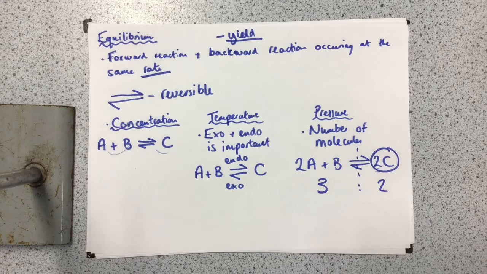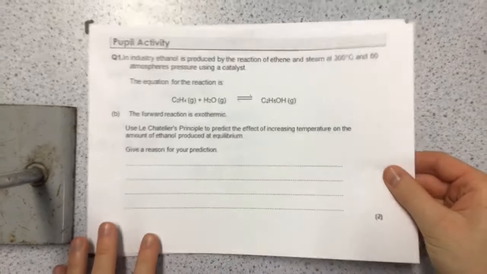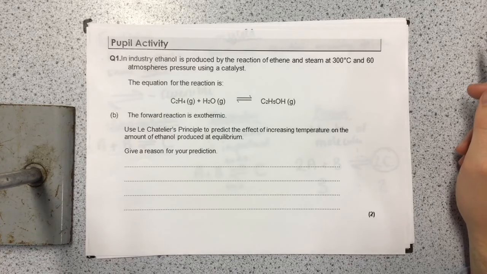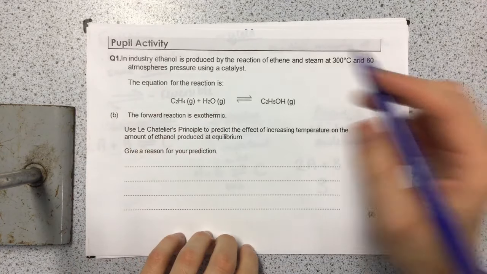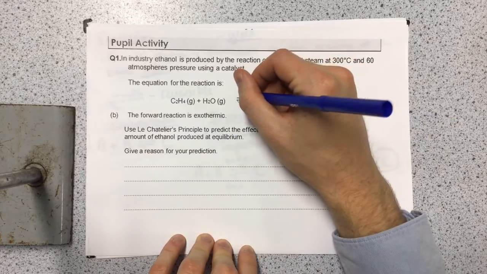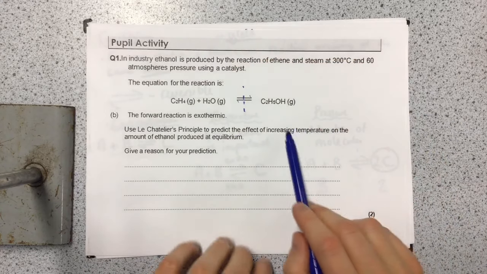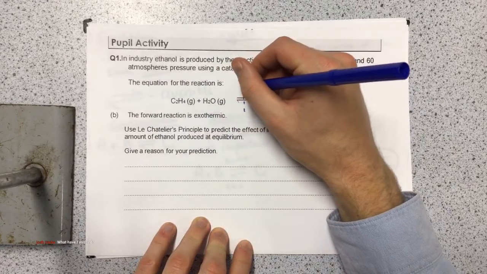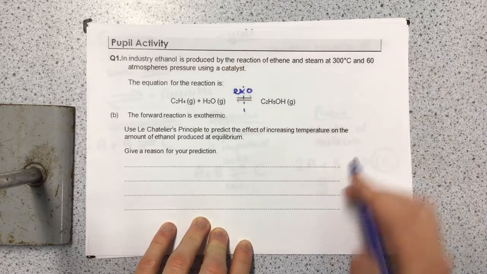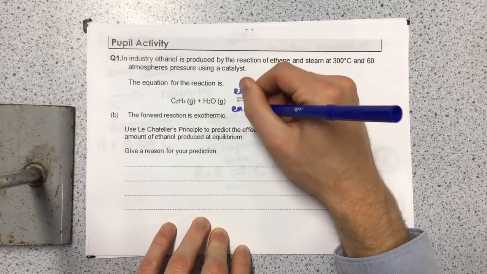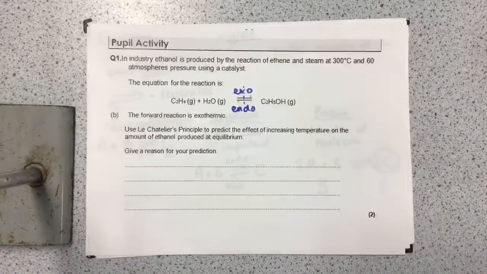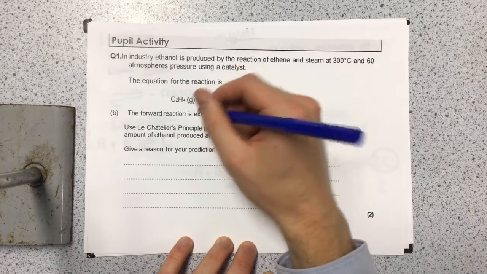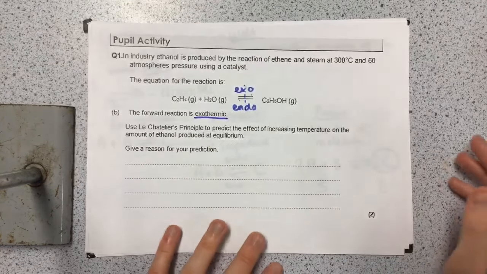Here I've got an example before I move on to spec 7. So here you've got mentions in industry, some information at the top about ethanol, and you've got two reactants, and then you've got your products. And it talks about increasing the temperature. Now, firstly, we need to look at the fact that the forward reaction is exothermic and the backward reaction is endothermic. So we've got that information. I've got that from this sentence here. So it says the forward reaction is exothermic. I would say that's fairly important.